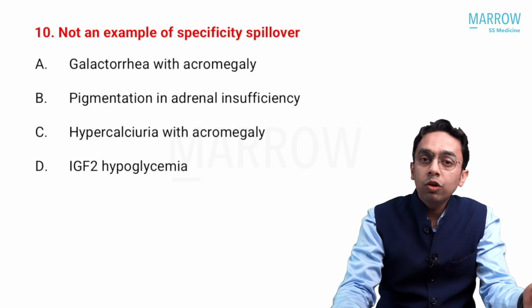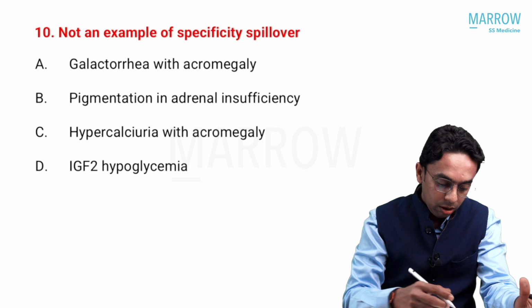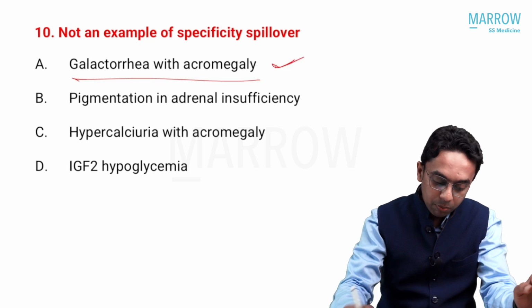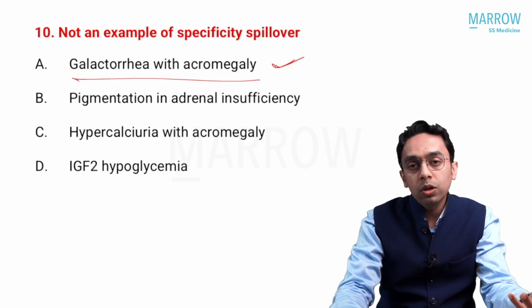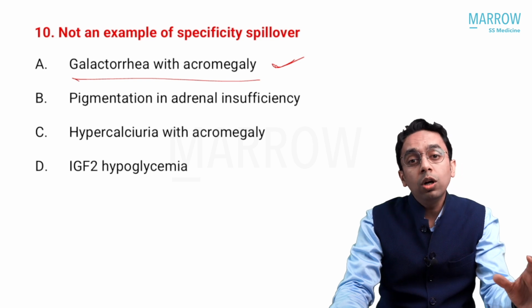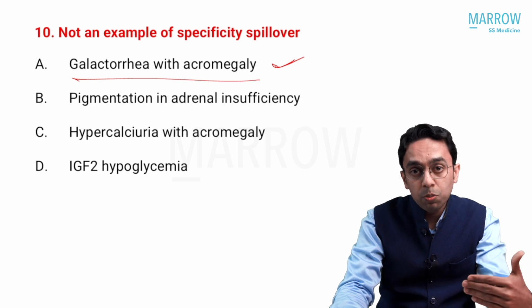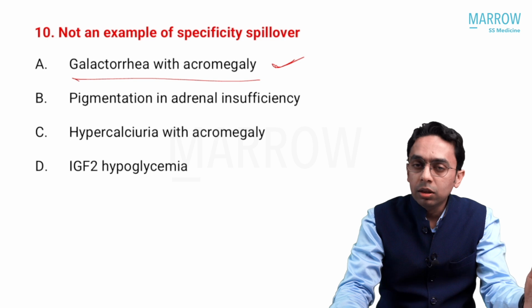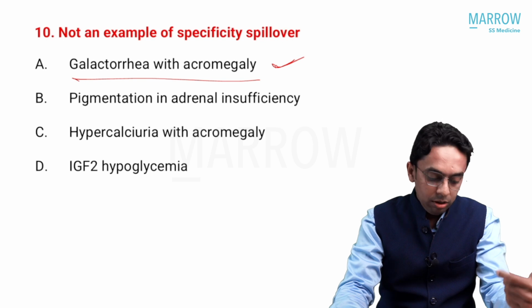So in acromegaly, when you have very, very high growth hormone, it acts on the prolactin receptor and thereby causes galactorrhea. So this is absolutely an example of specificity spillover. In fact, galactorrhea in acromegaly can be because of a co-secreting tumor which secretes prolactin as well as growth hormone, or specificity spillover, or just the tumor size compressing the infundibulum, which stops the dopamine and thereby raises the prolactin. So these are the three basic mechanisms by which a patient of acromegaly can have galactorrhea.